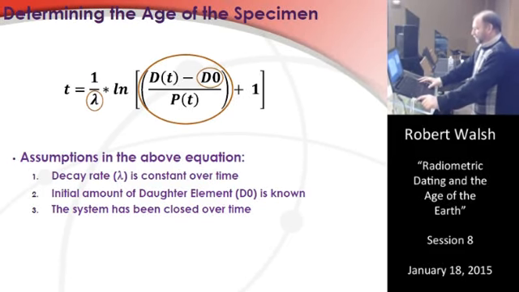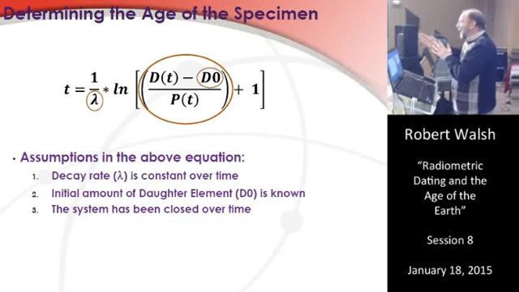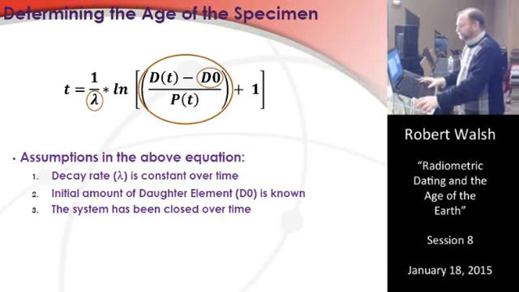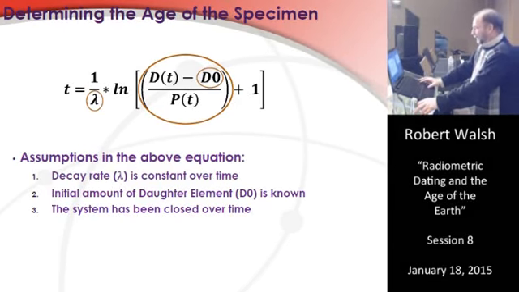First assumption is the following: that the decay rate is constant over time. That little lambda there, the assumption is that it doesn't change over time. It's always the same value. Okay? So there's no variation in speed as to how quickly this guy is decaying from parent to daughter. Okay? The initial amount of the daughter element is known. Okay? That you and I can somehow extrapolate back into time and determine what that initial amount is.